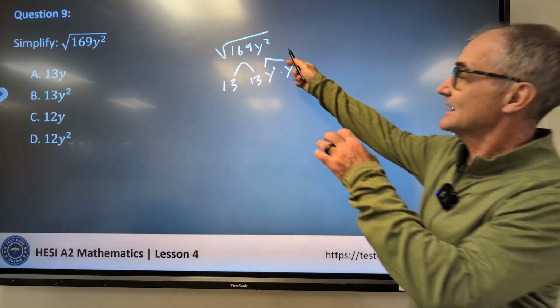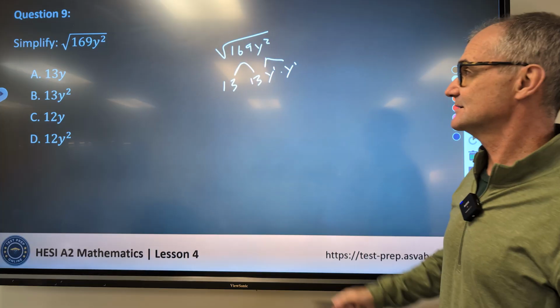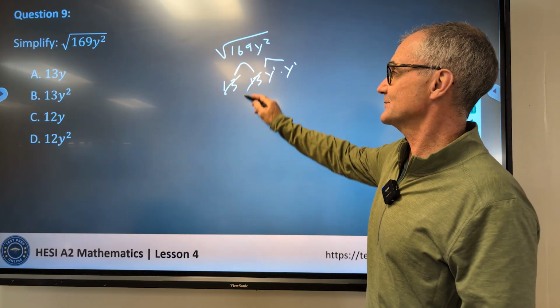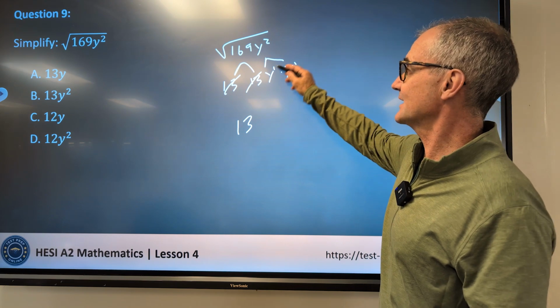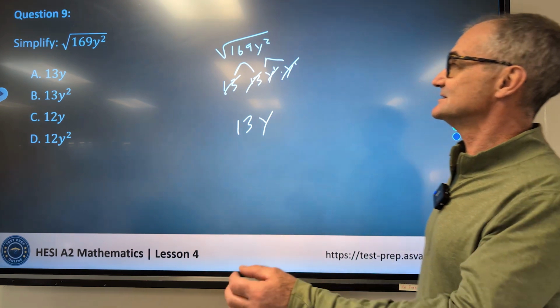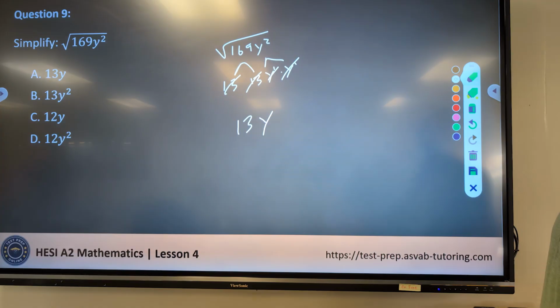So I've broken everything on the square root into pairs. For every pair, 1 comes out. So there's a pair of 13s, 1 comes out. Here's a pair of y's, 1 comes out. There's nothing left inside, so that's as far as you could go.